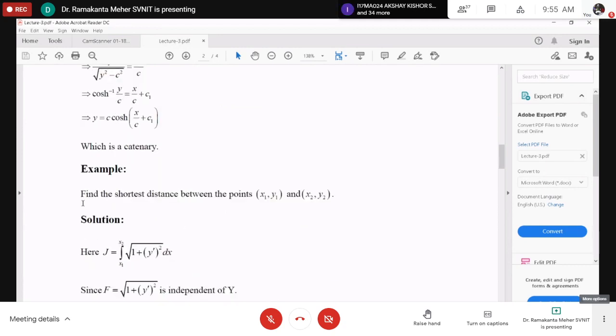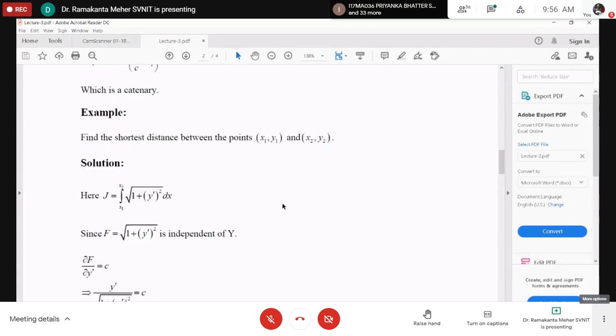Similarly, if someone tries to find out the shortest distance between two points, suppose you are given an xy plane and there are two points present in the xy plane. One point is x1, y1, another point is x2, y2. You can draw many lines between them. It may be a curved structure, or finally you can take a straight line that connects x1, y1 and x2, y2. Our basic objective here is to find out the minimal distance between the points. You can imagine how many lines or curves you can draw between the points x1, y1 and x2, y2 in the xy plane.